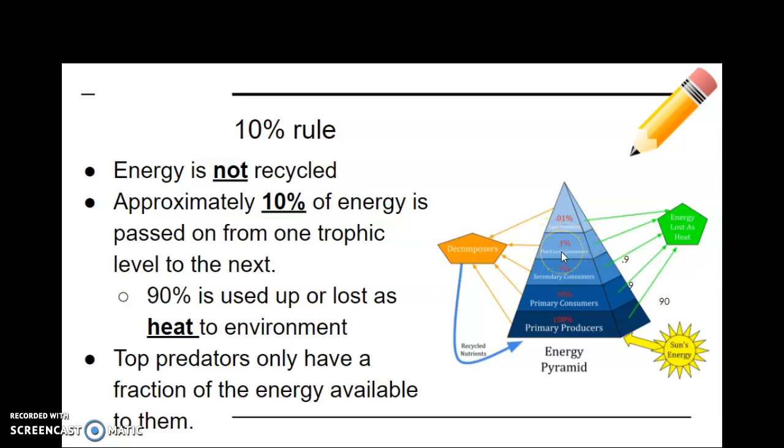And then again, those tertiary consumers will use up most of that energy and it'll be lost as heat. So 90% of 0.1% is 0.09%, leaving 0.01% to our top predators.